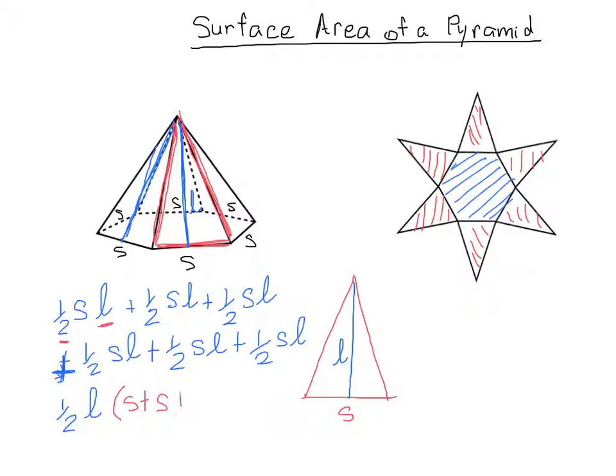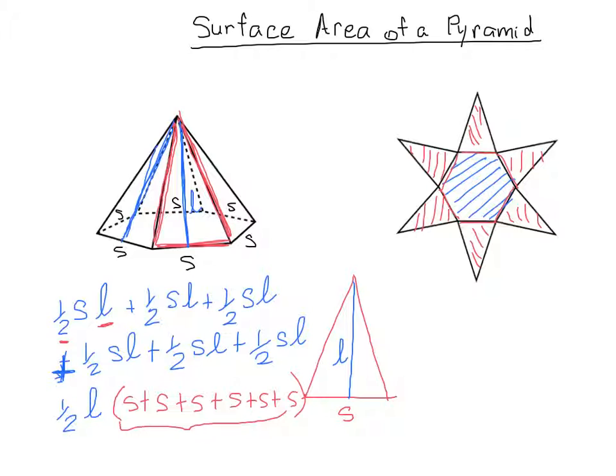So S plus S plus S, and how many of them are there? That's right, there are 6 of them, so 2 more here. All right, half L times, we have here 6 S's. Now what do those 6 S's represent on our figure? So if I was to take S and add it to S and add it to S and add it to S and add it to S and add it to S, what am I finding? If you said I'm finding the perimeter, you are absolutely correct.